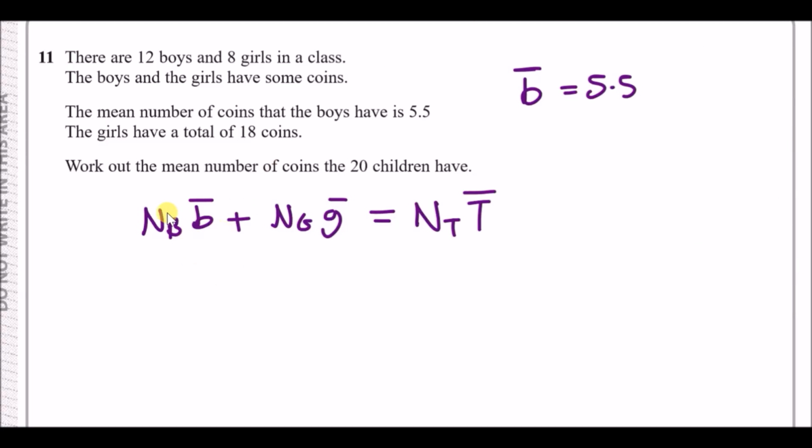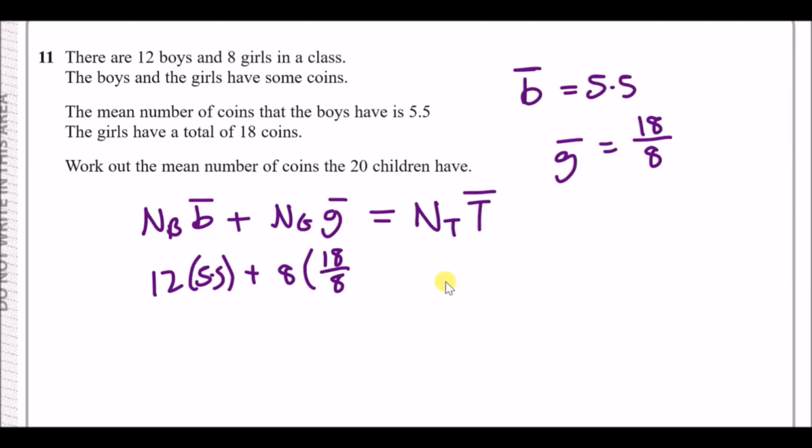So we can think of it as the number of boys plus the number of girls give us the total number of students. If you multiply the means next to them, you're going to get this exact relationship. So now all we have to do really is just plug everything back in. So we got 12 boys, so it's going to be 12 times 5.5 plus we have 8 girls. Now we don't have the mean, but it's easy to find. If you've got 8 girls in the class and altogether there's 18 coins, the mean is literally going to be 18 over the number of girls. And you can just put that in. I wouldn't bother working it out here because you can put it in a calculator.